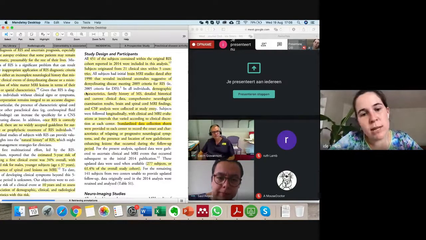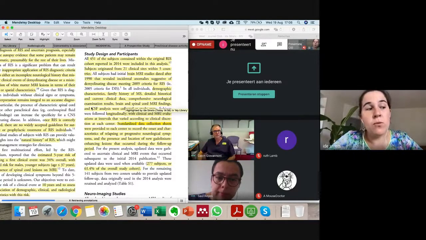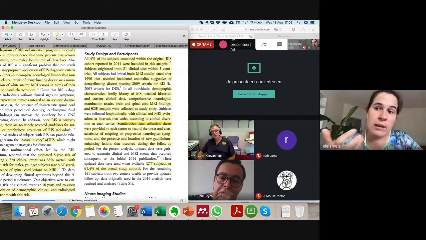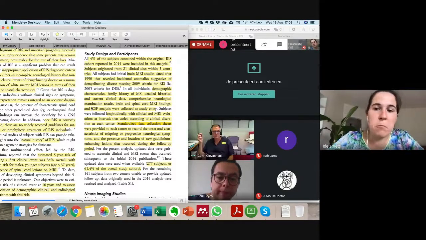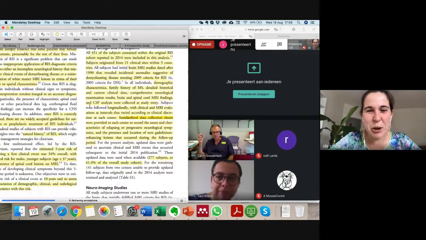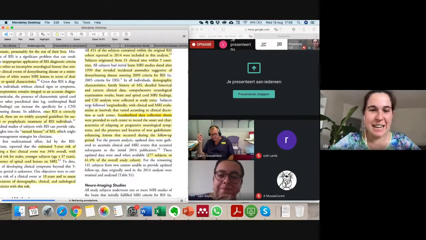So this is one of the strengths of the study, that they did such thorough work on the inclusion, both clinically and radiologically, because all the MRIs were reviewed by at least two radiologists, and they looked for consensus. They also did a very thorough clinical medical history, which was much more than we probably do in clinic. So very good study design.